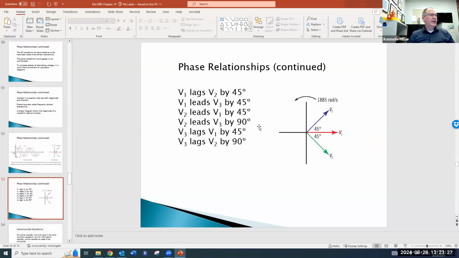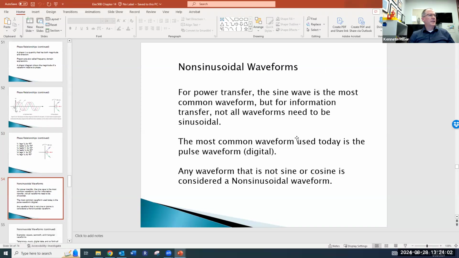All right. And we can see here that V1 lags V2 by 45 degrees, and then V1 leads V3 by 45 degrees. And then V2 leads V1 by 45 degrees, and V2 leads V3 by 90 degrees. And then V3 lags V1 by 45 and V2 by 90. You can look at this phasor diagram to see all of that information as well.